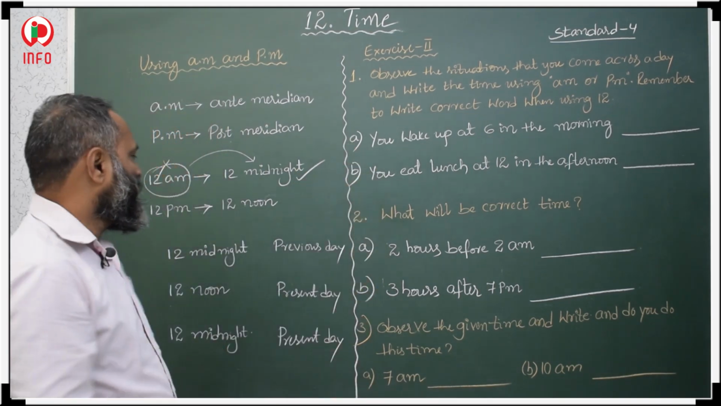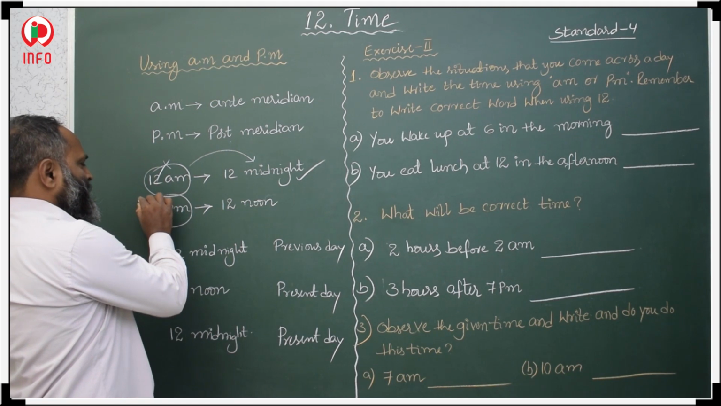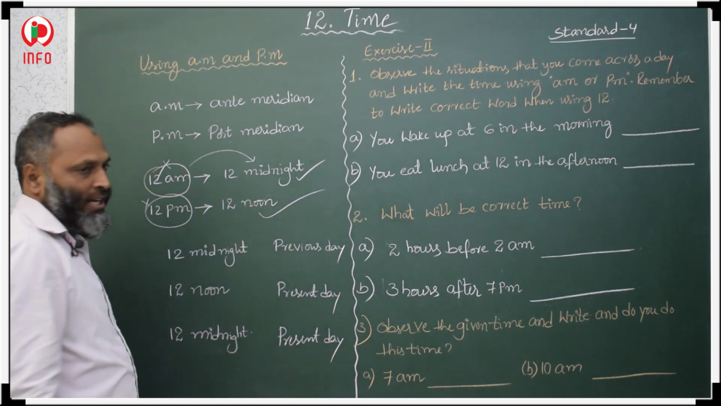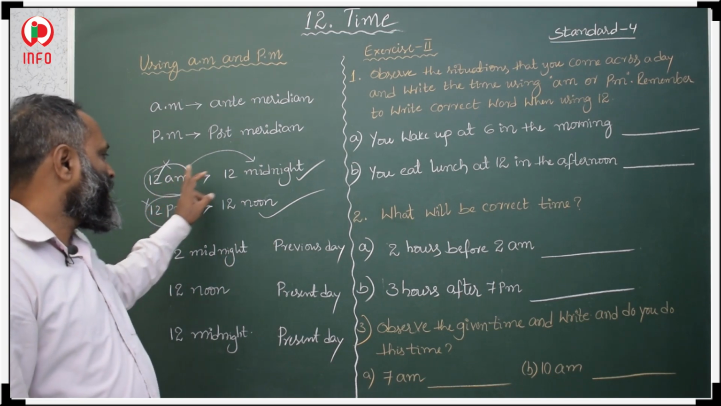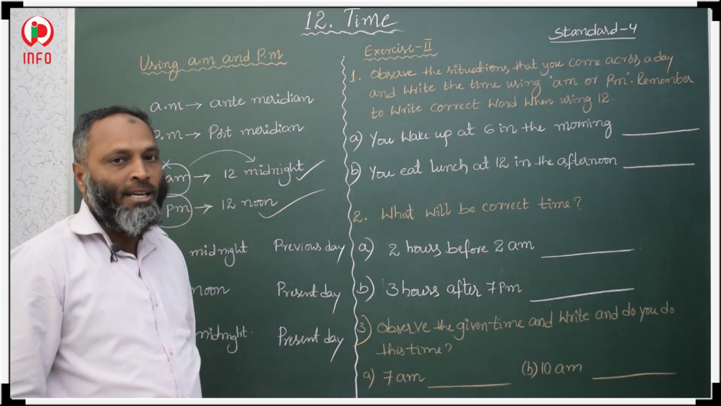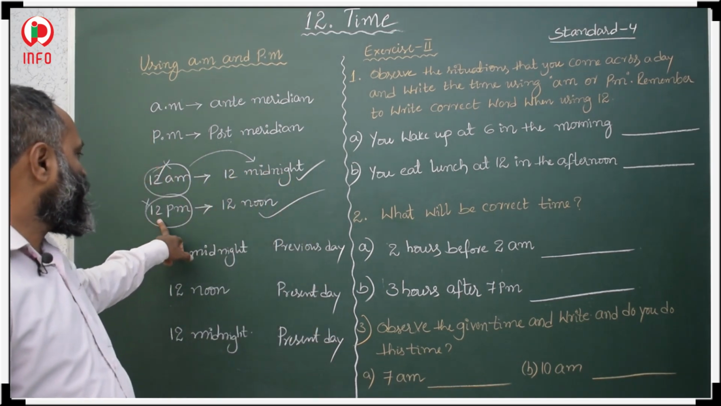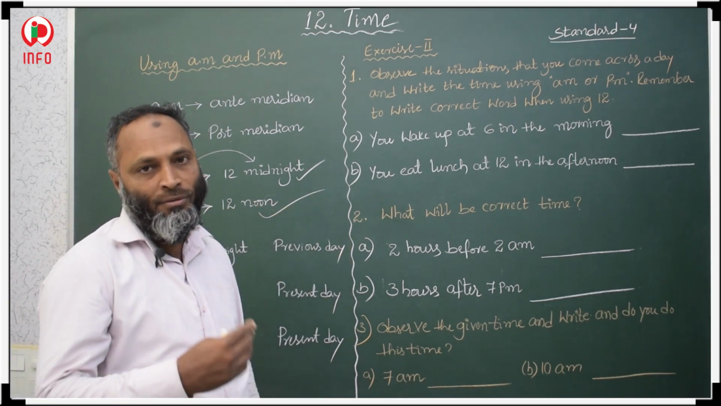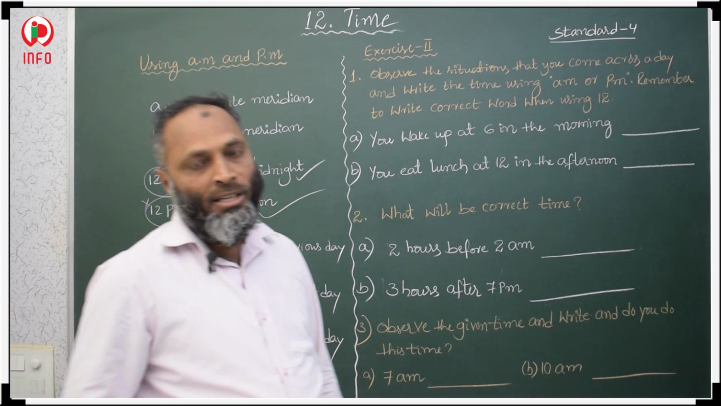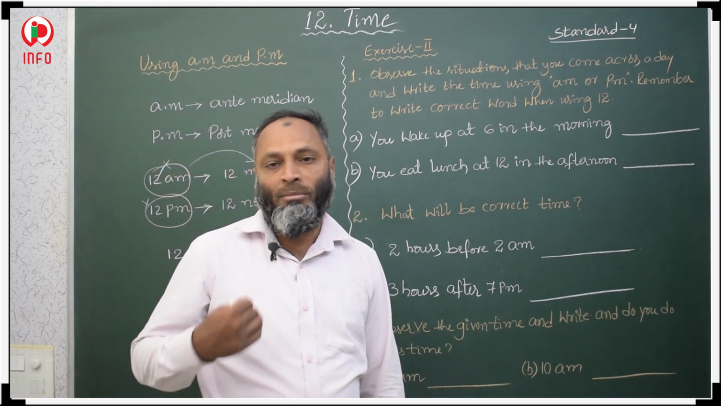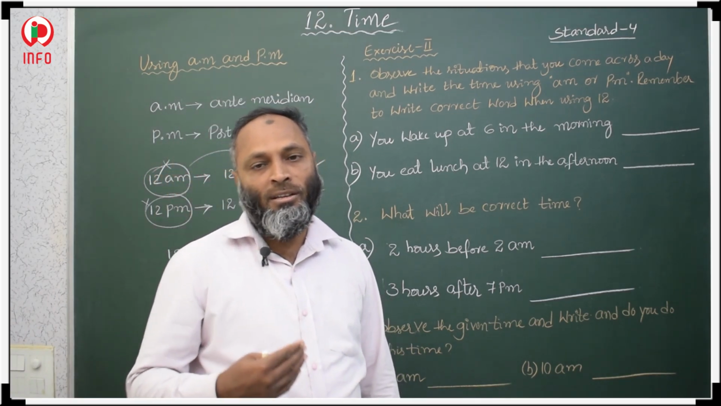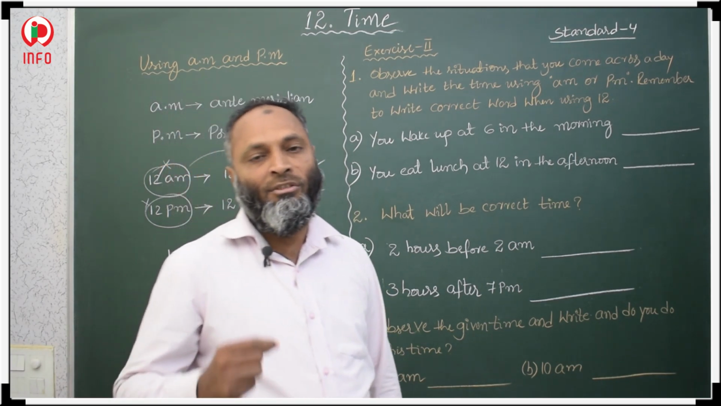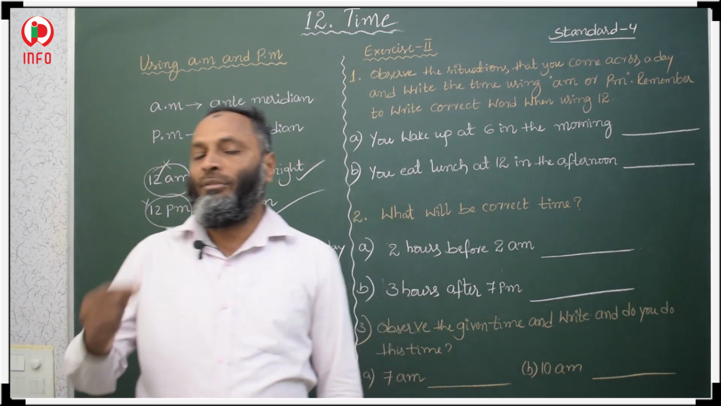Then don't write 12 PM either; this is also not correct. Write 12 noon. 12 noon is correct. 12 AM is not correct, 12 midnight is correct. 12 PM is not correct, 12 noon is correct. So instead of 12 AM, we should write 12 midnight, and instead of 12 PM, we should write 12 noon.